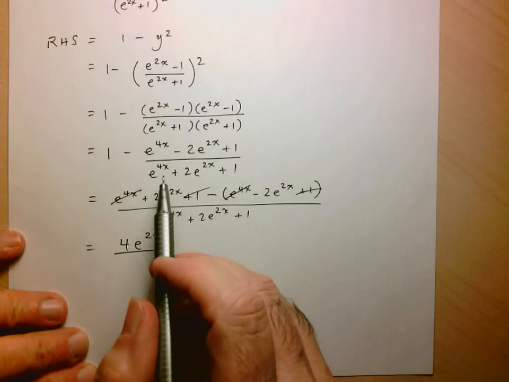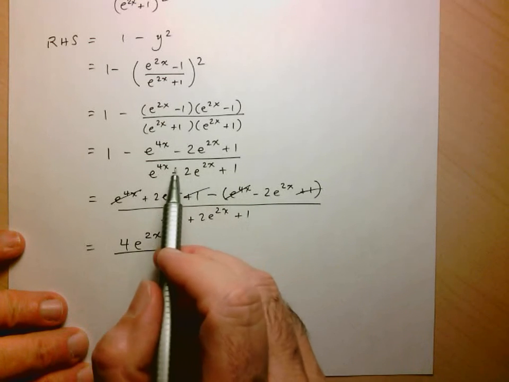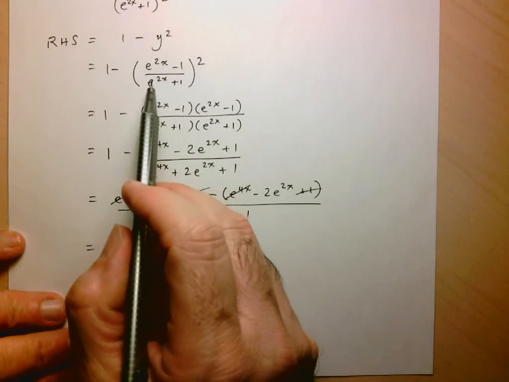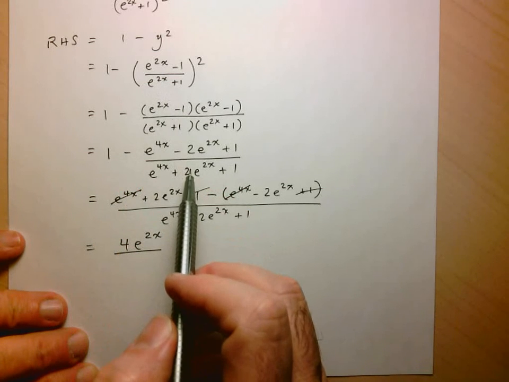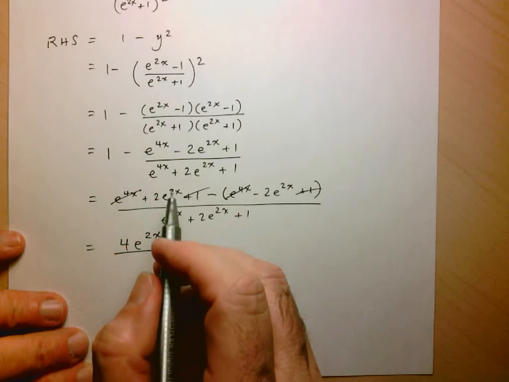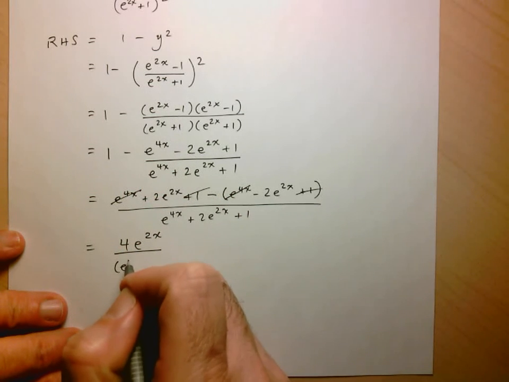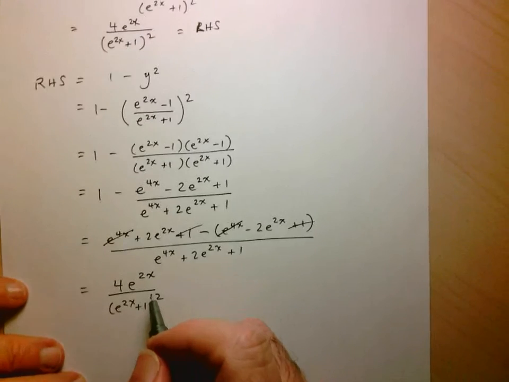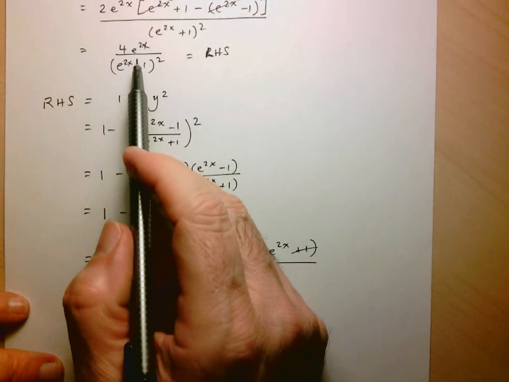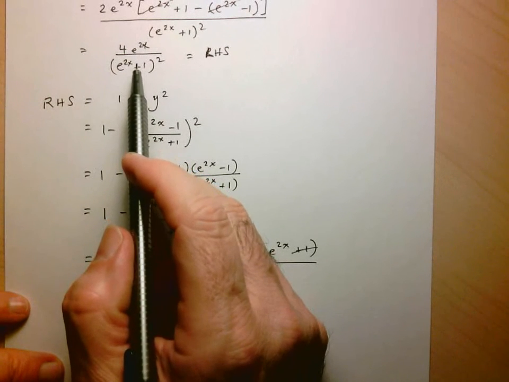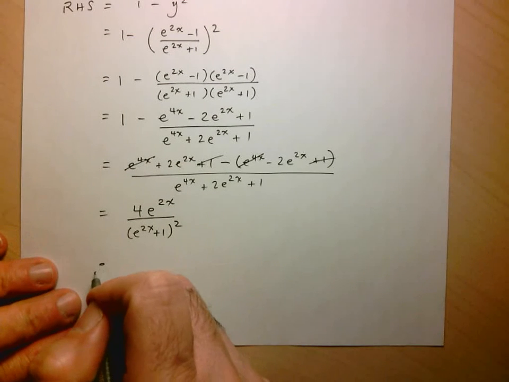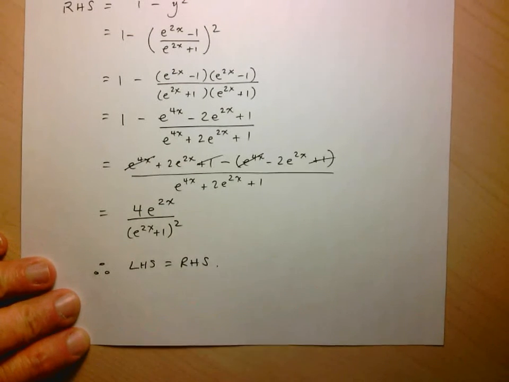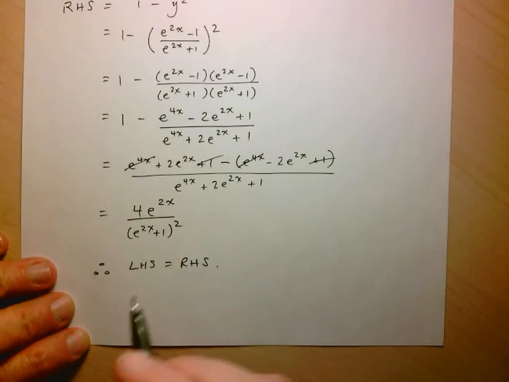And here, we'll take a look at this denominator. Where did this denominator come from? It's basically just the square of e to the 2x plus 1. That's how we ended up with this denominator here. So I'm just going to rewrite this as e to the 2x plus 1, all squared. And lo and behold, this is exactly what we had for our left-hand side. So therefore, left-hand side equals right-hand side, and we've proved what we've been asked to prove.